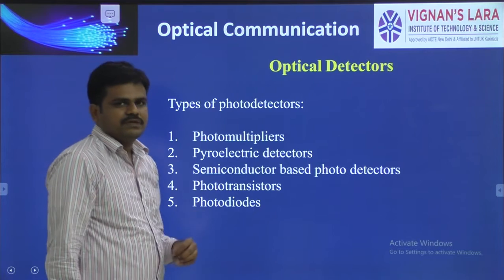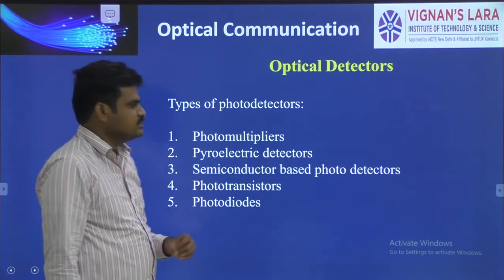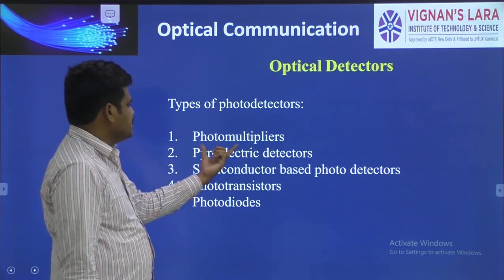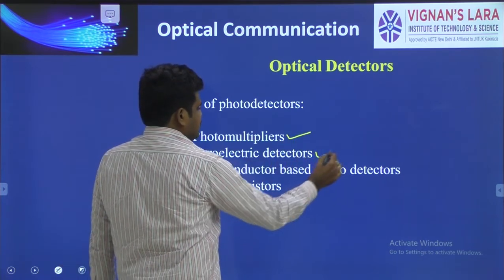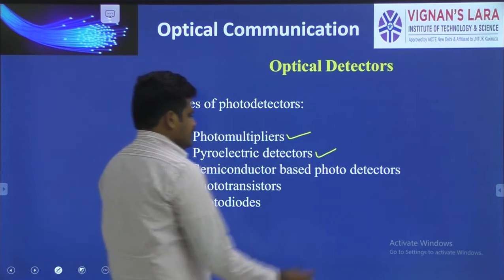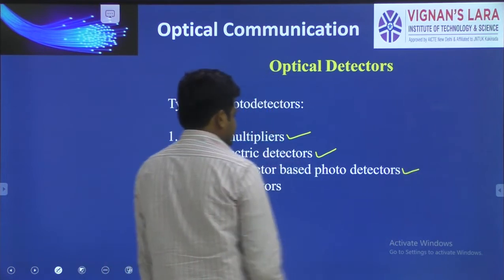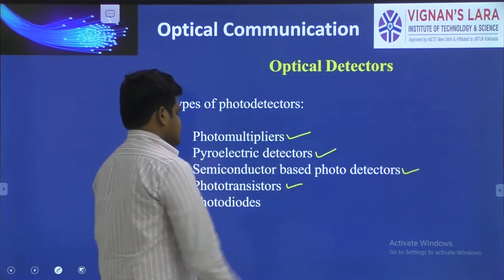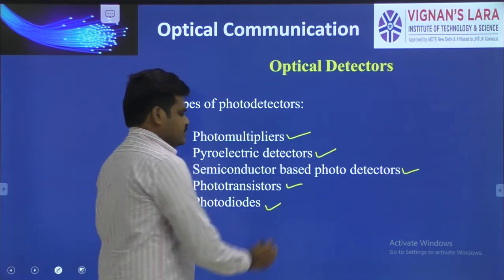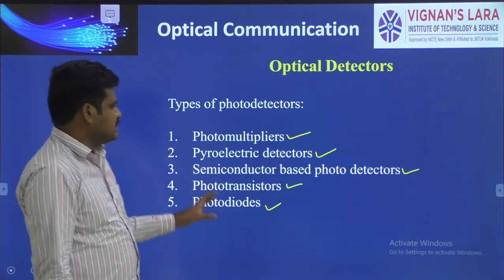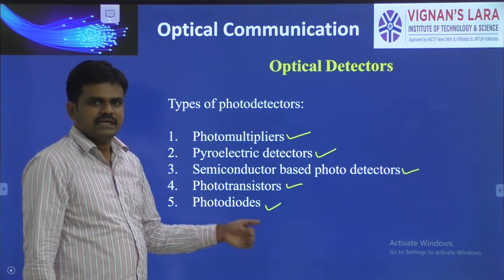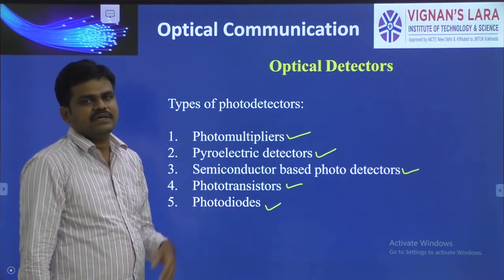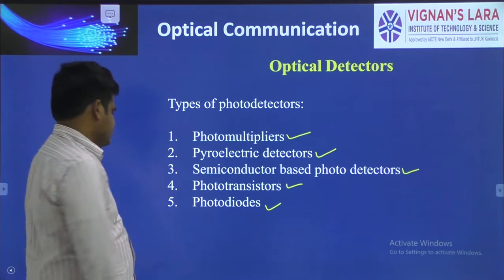There are different types of optical detectors. You can see here, one is photomultipliers, the second is pyroelectric detectors, the third is semiconductor based photodetectors, phototransistors and photodiodes. These are the different types of photodetectors which can be used at the receiver end of the optical communication system.